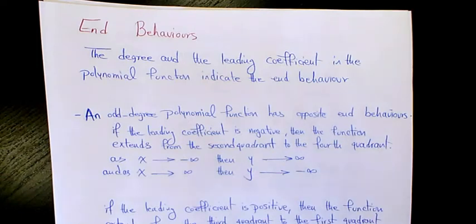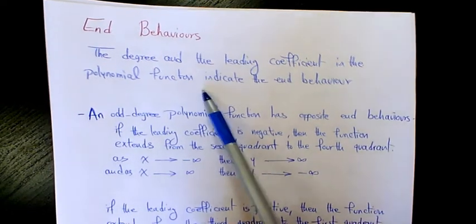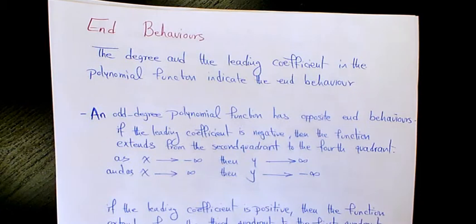Welcome to another video. In this video I want to talk about end behaviors of polynomial functions. The degree and the leading coefficient in a polynomial function indicate the end behavior. In the previous videos I talked about finding the degree and leading coefficient of a polynomial function. I want to explain how to find out end behaviors of these functions.